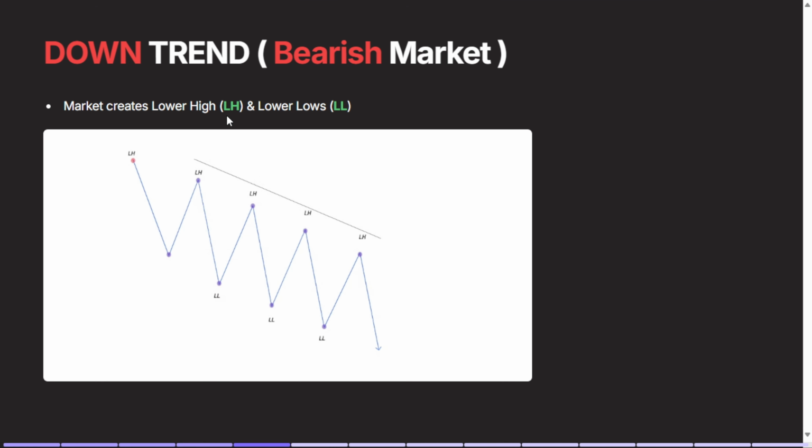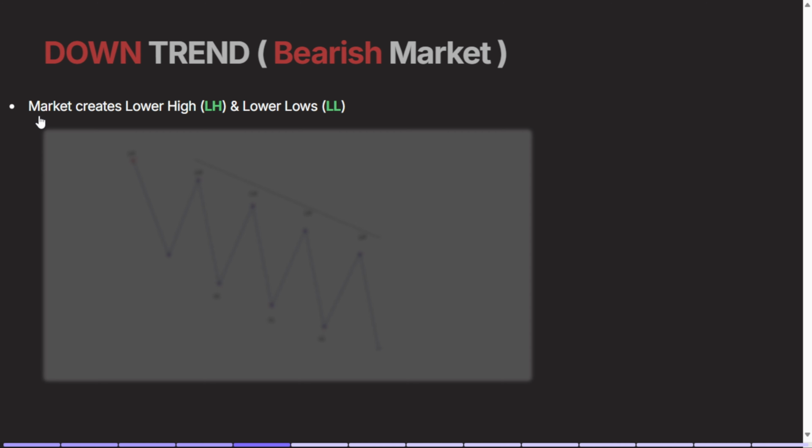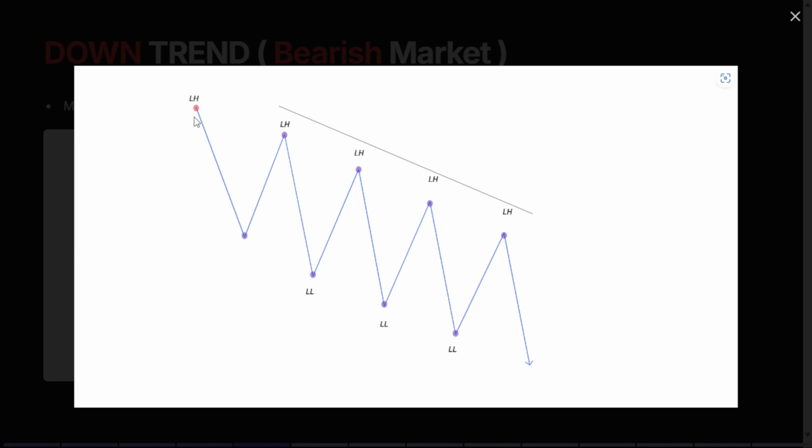Downtrends, or bearish markets. During this type of market, the market creates lower highs and lower lows. Each lower high is going to take out a previous lower low, then forms a new lower low that will give us a new lower high again, to take out the previous lower low.